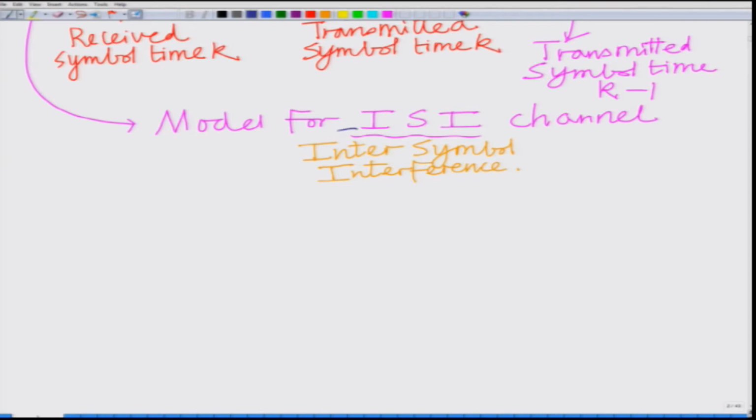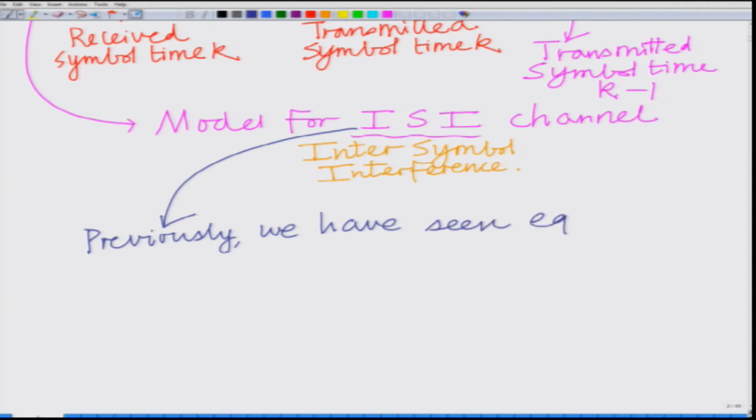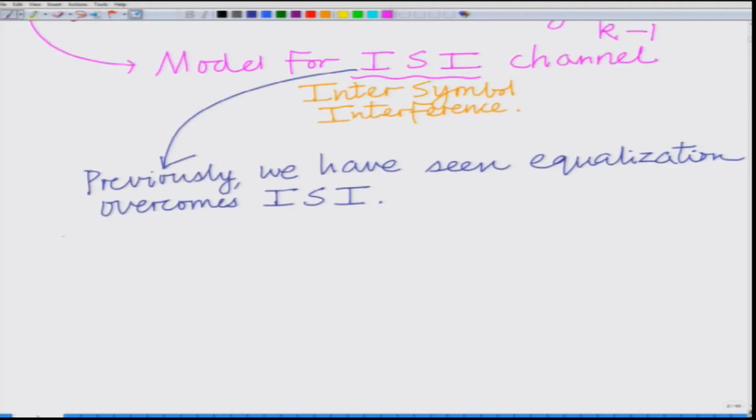Previously we have seen that equalization overcomes ISI, and OFDM is another technology to overcome ISI even more efficiently. More efficiently means lower computational complexity, so that it is easier to implement. OFDM overcomes ISI, and OFDM has many advantages.